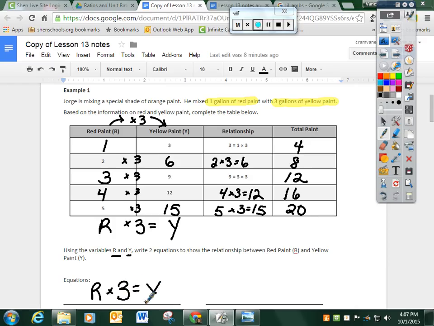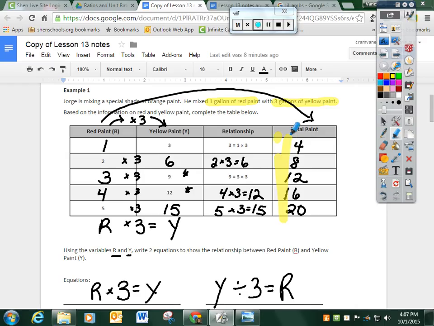But guess what? There were some blanks in here, okay? And think about this one and this one specifically. We took the yellow paint and we worked backwards. We divided by 3 to get the red paint. So those are the first 2 equations that we made, okay? The next 2 equations ask you to look at the red paint to the total paint, these 2 columns, and I'm going to highlight them. Just so you can see, you don't have to highlight them, just let me highlight them.